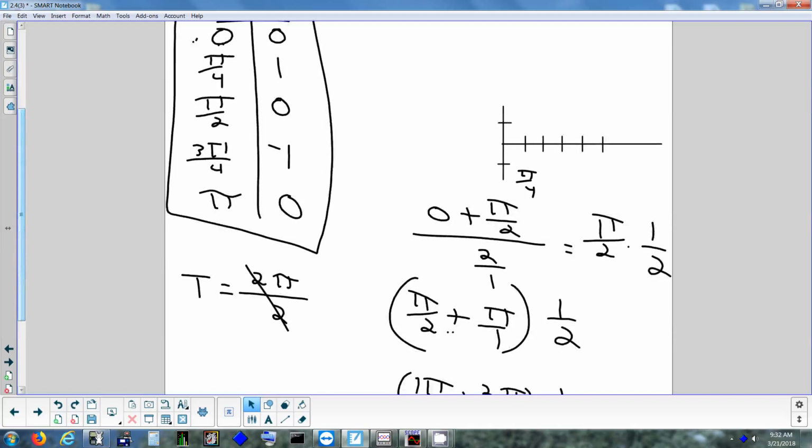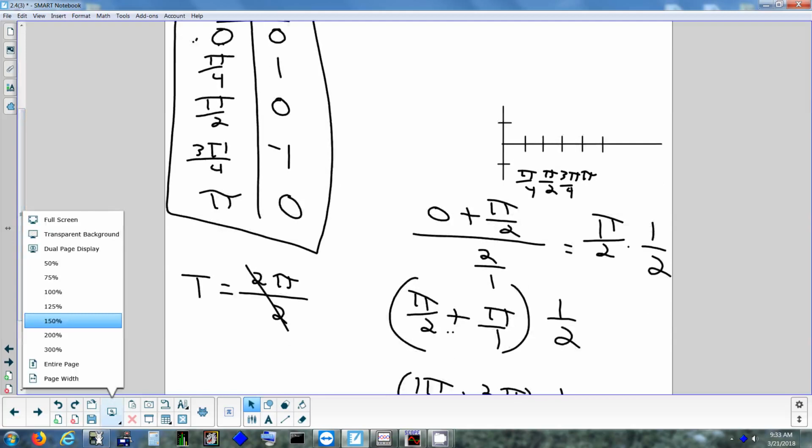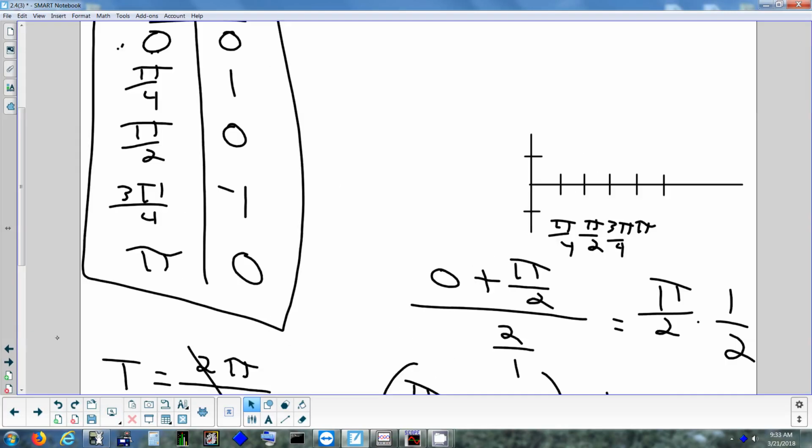You don't have to label 0. I know 0 is the axis. So we have pi over 4, pi over 2, 3 pi over 4, and pi. Okay, it's a little squished because I have it zoomed out. Okay, highest value is 1, lowest is -1. For today, that will never change.